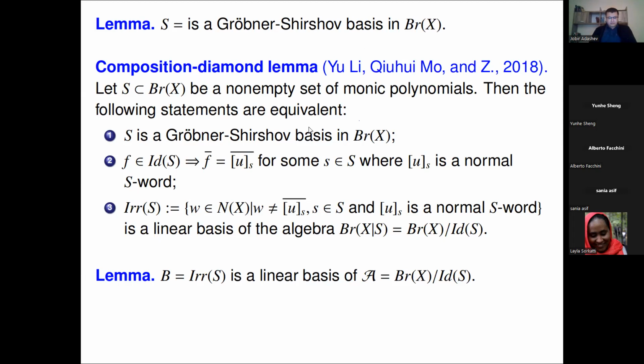So by the composition diamond lemma, the irreducible set is a linear basis. And we can check that this irreducible set is exactly the set B we used before. So our theorem is proved.